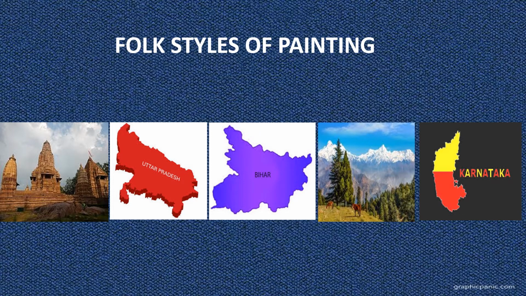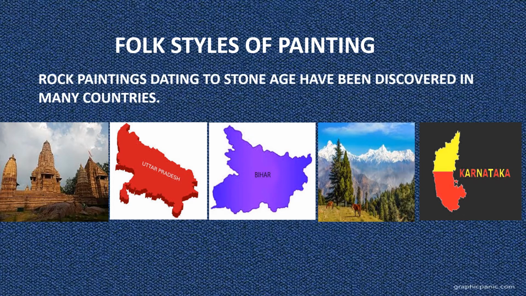Folk styles of painting. Rock paintings dating to Stone Age have been discovered in many countries. In India, there are rock painting sites at Madhya Pradesh, Uttar Pradesh, Bihar, Uttarakhand, Karnataka, Andhra Pradesh and Telangana.